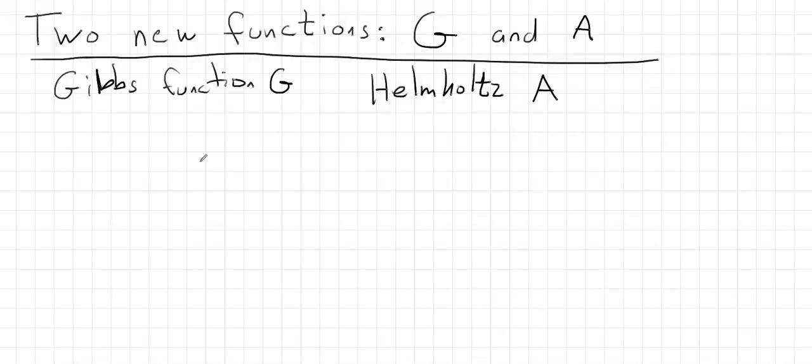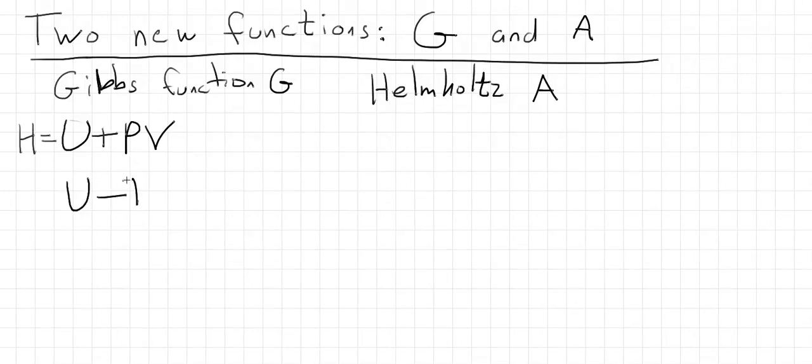We're going to define these in a similar way to how we defined enthalpy. Remember we said that if we took internal energy and added a PV term to that, that's how we defined enthalpy. We're going to define G and A in a similar way. If we take internal energy and subtract the product of temperature and entropy, that's going to be the Helmholtz function. That's the definition of the Helmholtz function. And we can do a similar thing to define the Gibbs function. It's going to be just enthalpy minus TS.